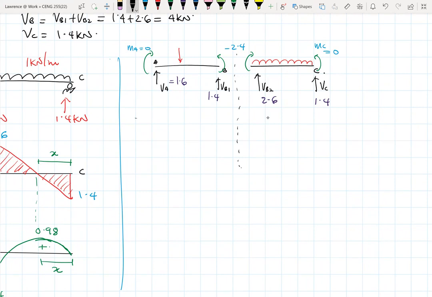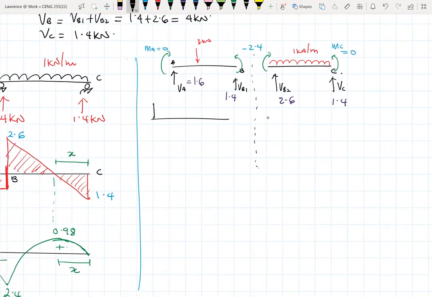So I have this here. My shear force is simply, this is 3 kilonewtons, this is 1 kilonewton per meter. This is simply supported, so my shear force goes to 1.6. It meets the 3 kilonewton load, it comes down to 1.4, and then I'm done with this drawing. So this is the other half. This is the shear force diagram.